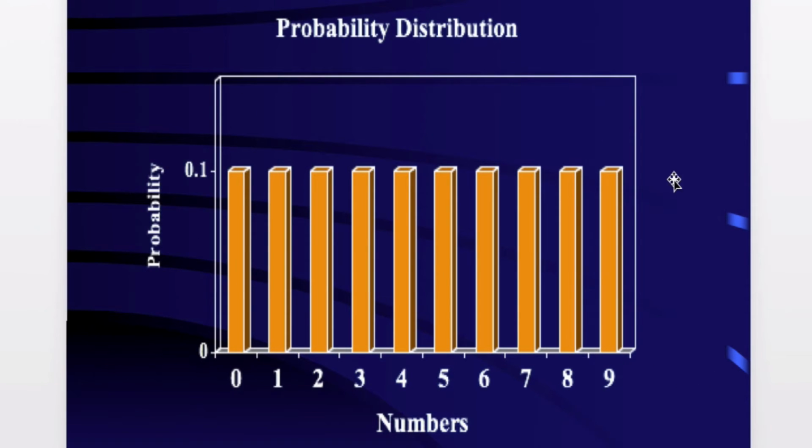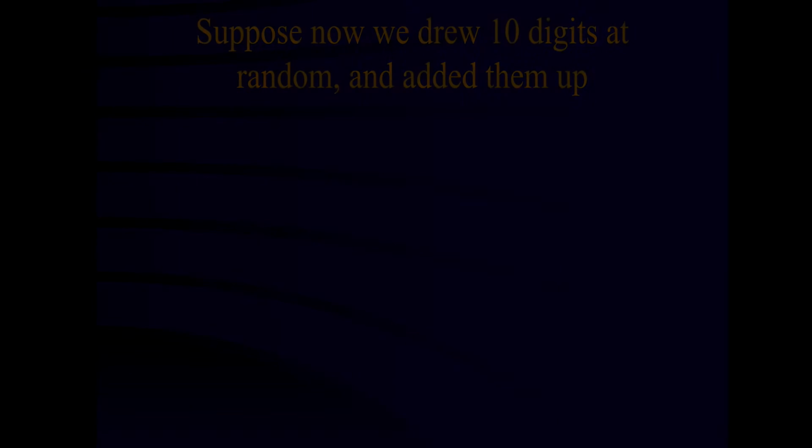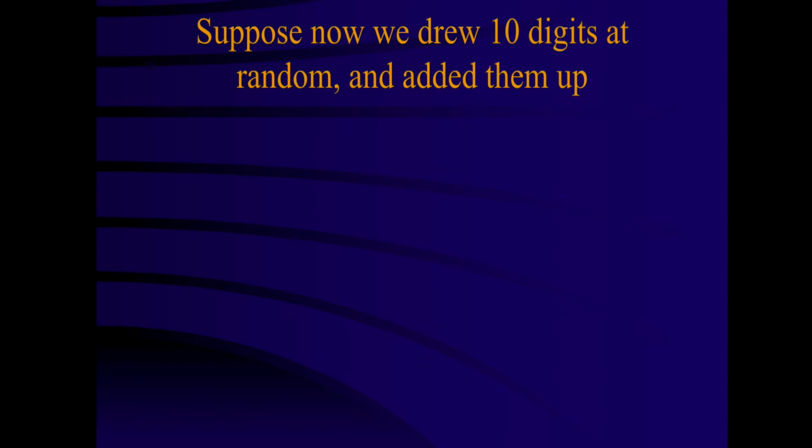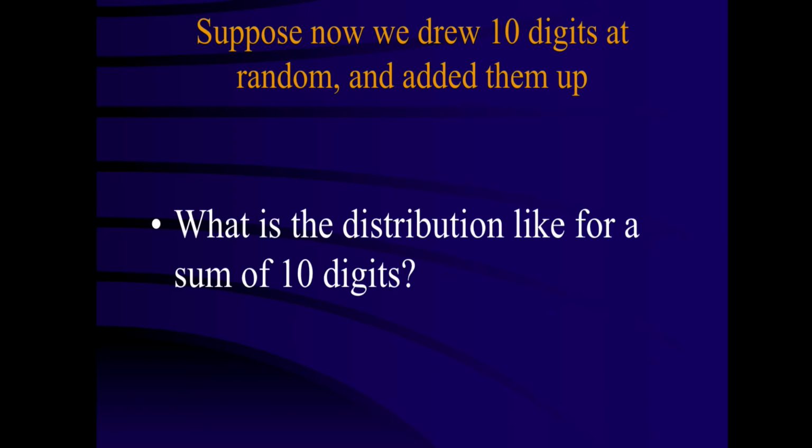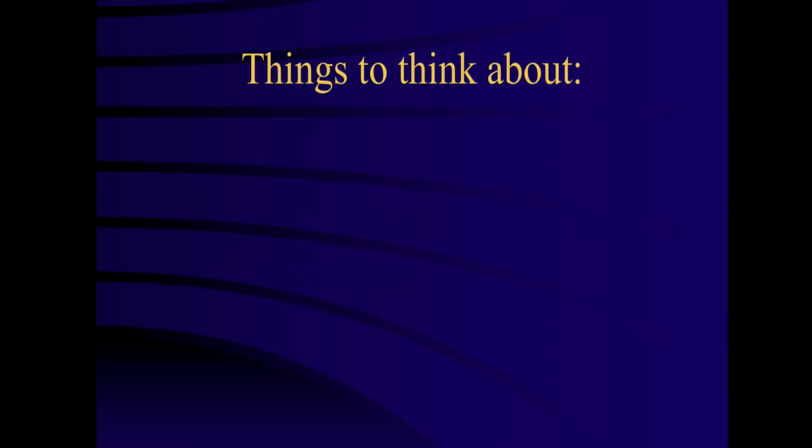So here we have the distribution for that situation. We've got the numbers 0 to 9, and the probability of getting any one of those numbers when we first choose one out is 0.1. So that's the probability distribution there. Suppose that we drew 10 digits now at random and started to add them up. What does the distribution for a sum of 10 digits look like now? That's a little bit different.